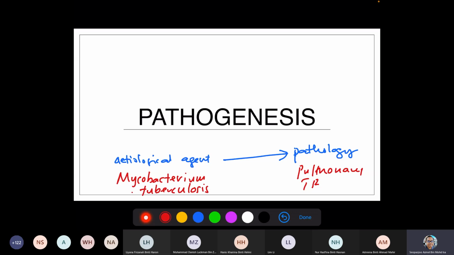So bear in mind, for any kind of pathogenesis, not only in pulmonary tuberculosis, in any kind of pathology, in any kind of disease, when you are asked to explain the pathogenesis, you start with the etiological agent and you go through the process and end up with the pathology or the disease that you are being asked about. So this is another tip to answer pathology questions.